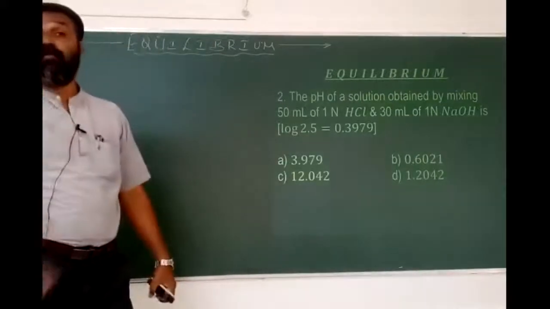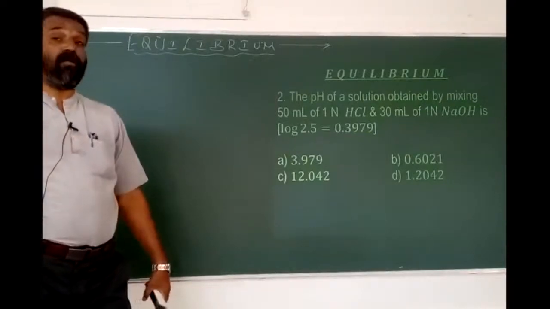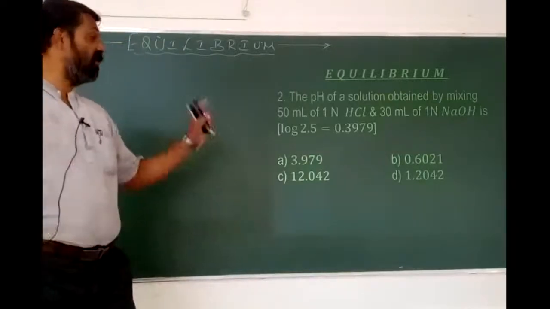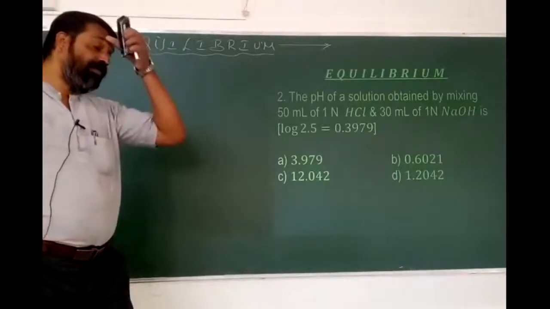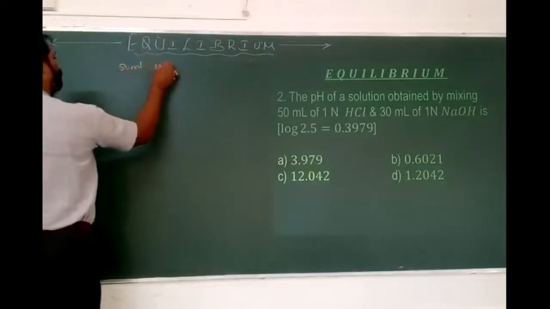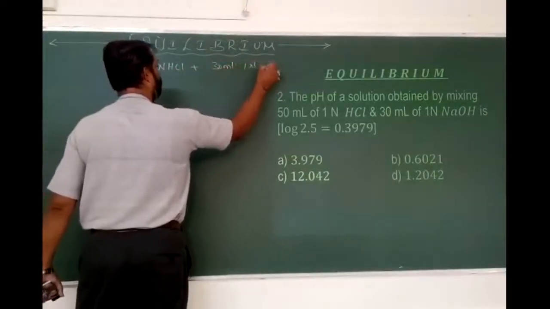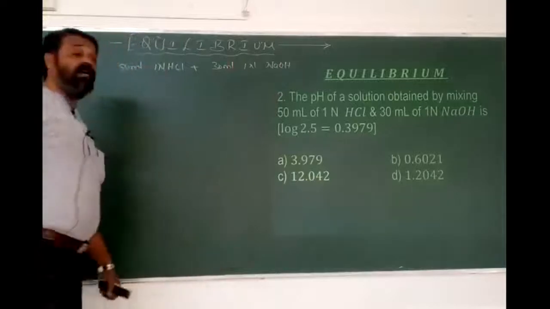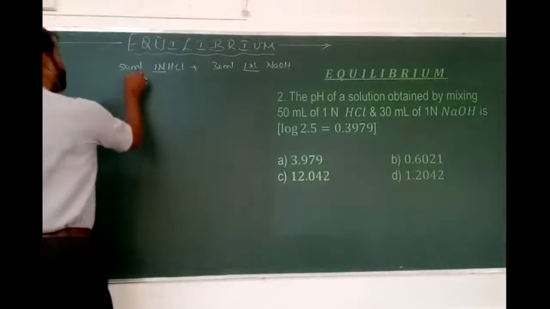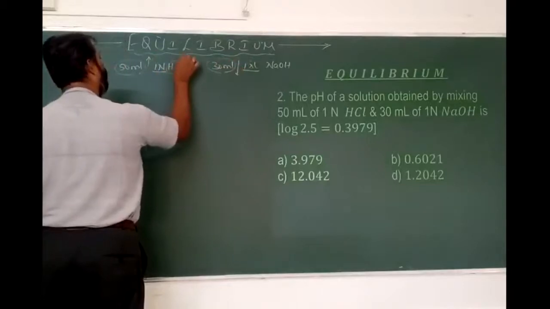On that basis we have 4 different types of salts: strong acid strong base, strong acid weak base, weak acid strong base, and weak acid weak base. Based on the relative strength we can decide whether it is acidic, basic or neutral. Strictly we can't say that it is neutral in nature. Let's take 50 ml of 1 normal HCl and 30 ml of 1 normal NaOH. In both cases the concentration is the same, 1 normal, but the acid is in excess compared to the base. Which means I can have more amount of which one? HCl.